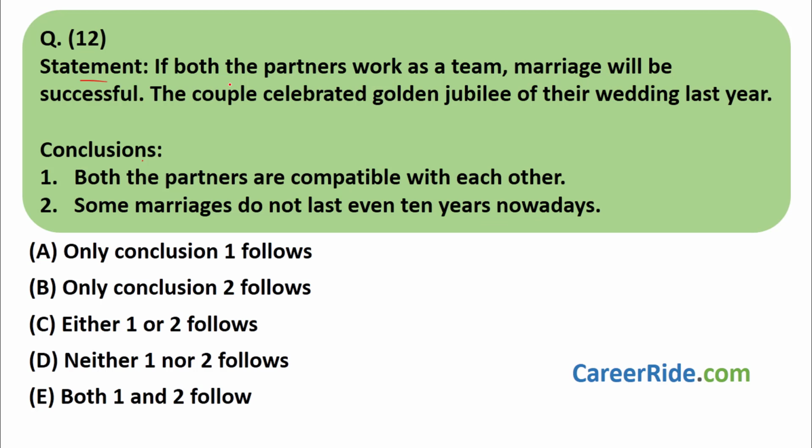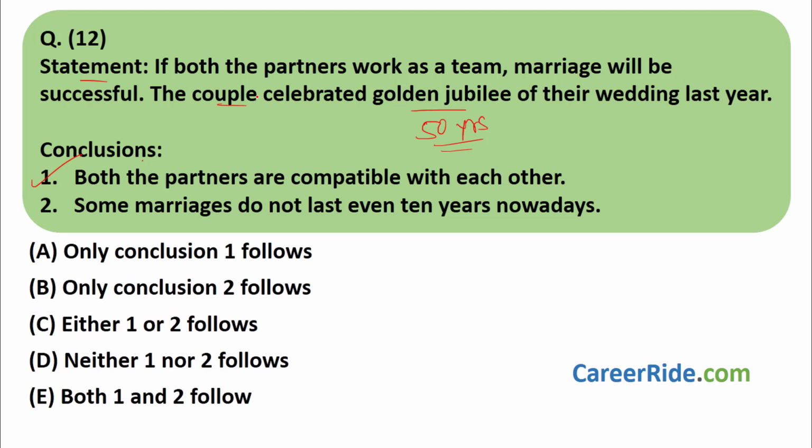Now, by common sense, they are saying that the couple celebrated the golden jubilee of their wedding last year. Golden jubilee is nothing but 50 years of wedding. And they are also saying that if both the partners work as a team, marriage will be successful. The first conclusion is possible. That means the partners are compatible, so only they are able to last for 50 years. Second conclusion: some marriages do not last even 10 years nowadays. Are they talking about other marriages? No, it is only about the couple they are talking about.